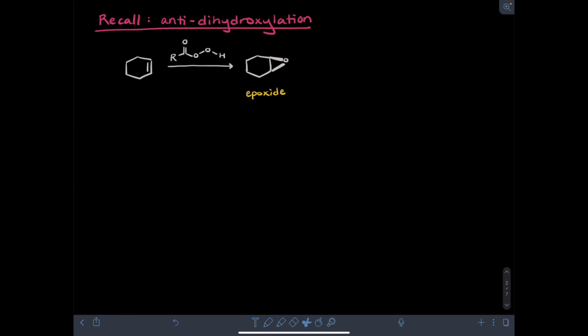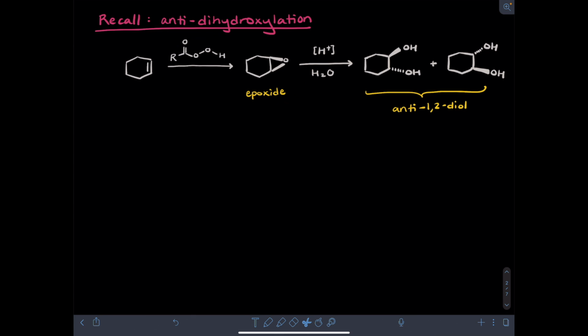For anti-dihydroxylation, the first step is treatment of the alkene with a peroxy acid, RCO3H. This generates an epoxide, a three-membered ring featuring an oxygen. Treatment of the epoxide with water under acidic conditions generates the dihydroxylated product. The OH groups in anti-dihydroxylation add from opposite faces of the alkene, so one is shown as a wedge and the other one is shown as a dash in each of these cases.